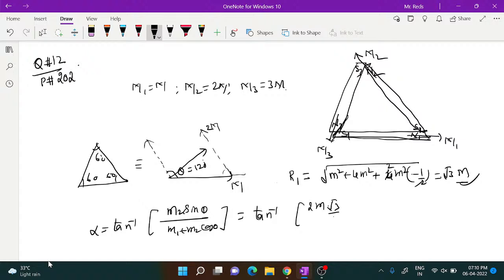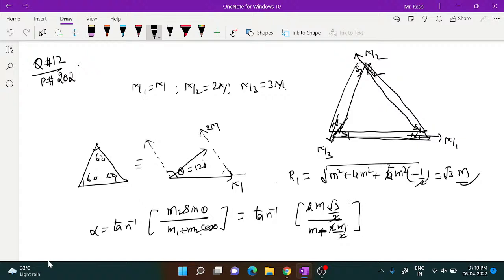So root 3 by 2, the 2s cancel, it is root 3 m divided by m1, that is m, plus m2 cos 120. Cos 120 is minus sin 30, minus 1 by 2. So m2 is 2m, 2m by 2 is m, and m plus minus m becomes 0. So the denominator is m1 plus m2 cos 120, which is 0, so the value is infinity.